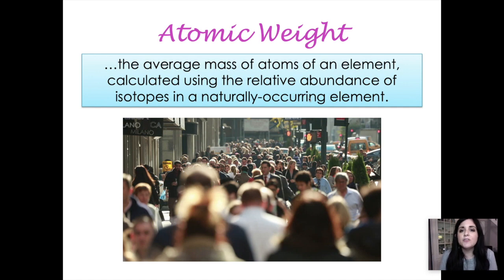So it's the average mass of atoms of an element, and it's calculated using the relative abundance of isotopes in a naturally occurring element. Another example that we can think of is finding the weight of the average American, let's say. So an American might weigh approximately 175 pounds.